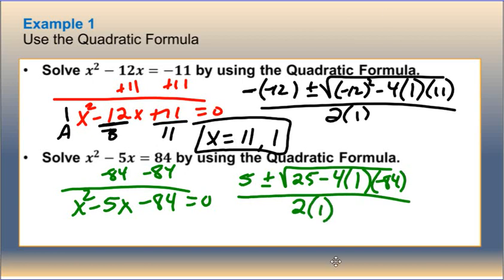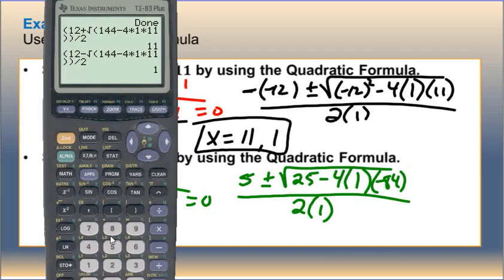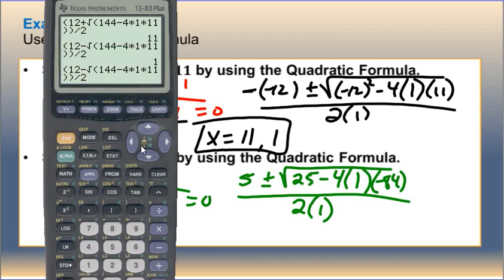So now I'll grab my calculator again. Since I already have the format in here, if I hit second, enter again, I can just change the numbers in here. So I'm going to make this 0, 5.